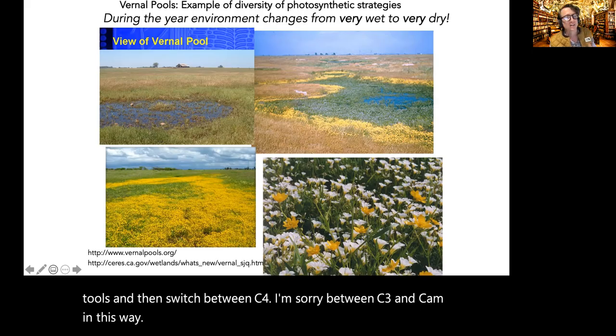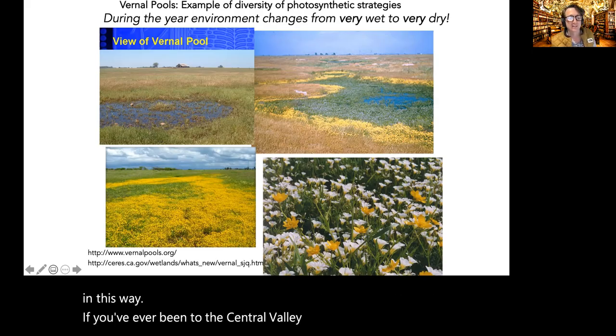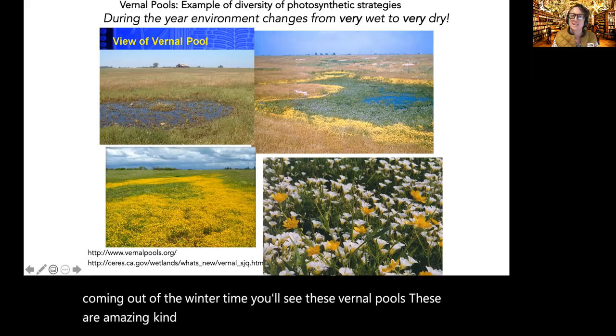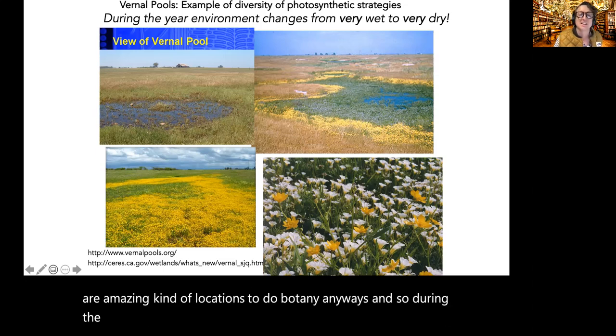If you've ever been to the Central Valley of California, especially coming out of the wintertime, you'll see these vernal pools. These are amazing locations to do botany anyways. And so during the wintertime, California normally gets a lot of rain in the Central Valley.